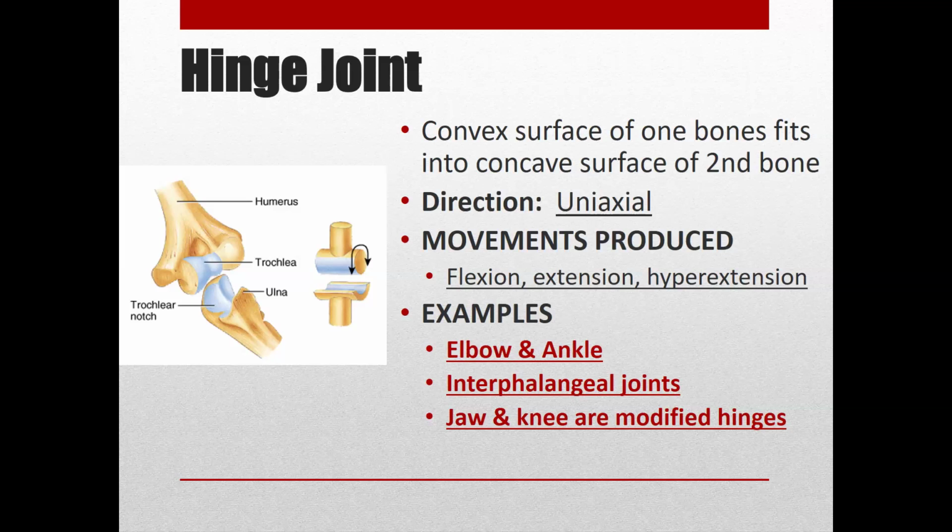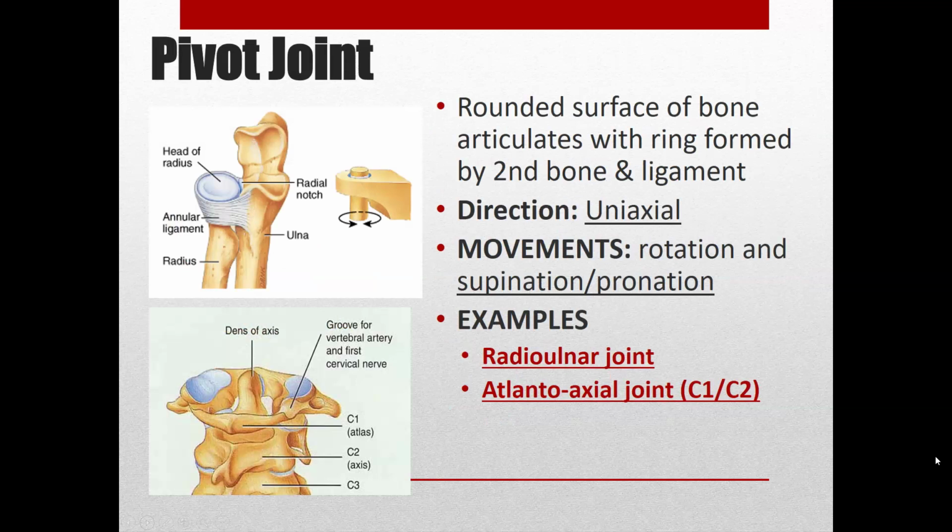But to be fair, I'm interested in elbow and knee for those. That's how I'll test you. Elbow, knee, and the finger joints. For the pivot, it's easily going to be the radius-ulna pivot joint, C1, C2 for rotation. And those are the big four. These last two are the ones that are more difficult.